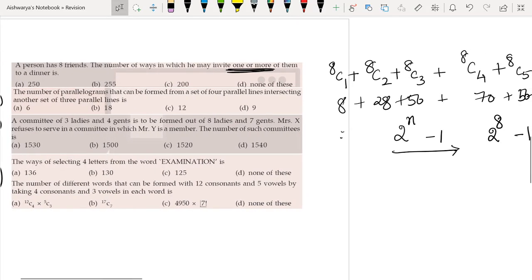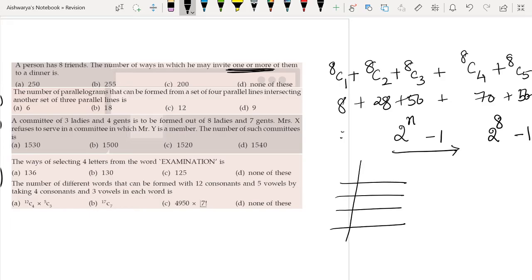Now coming to the second question. The number of parallelograms that can be formed from a set of 4 parallel lines intersecting with another set of 3 parallel lines is how much? So some small application to permutation. To form a parallelogram, you need 2 lines from this side and you need 2 lines from this side. So how do you select 2 lines from 4 lines? It will become 4C2. And 2 lines from the other side will become 3C2. So the answer becomes 4C2 into 3C2.